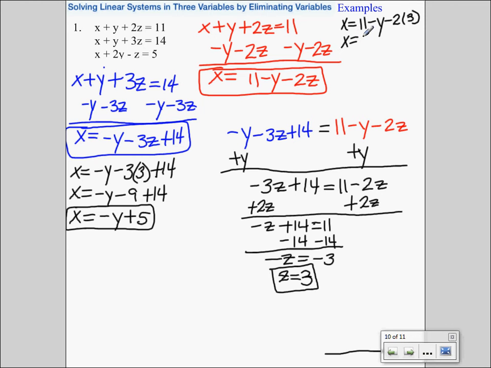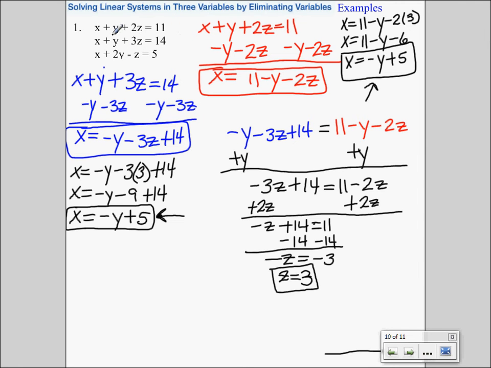So we have x equals 11 minus y minus 6. And what's going to happen, we're going to have x equals a negative y, and then 11 minus 6 just gives you positive 5. Let's circle that. And if you look, these two, this right here, and this right here, are the same line. So that means that once you plug z's equivalent in for these two equations, they make the same equation.